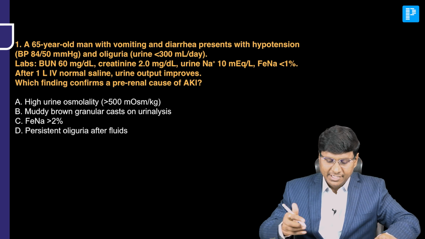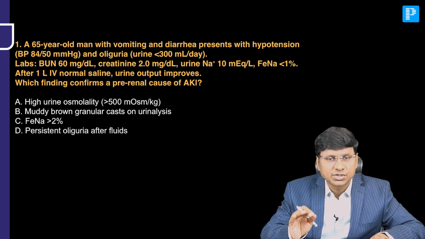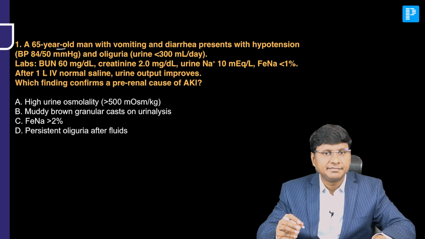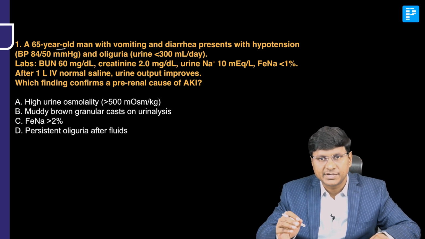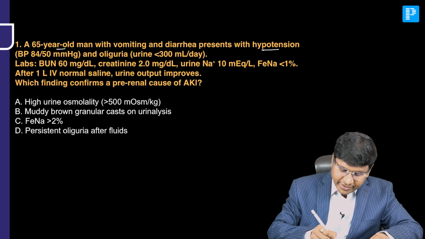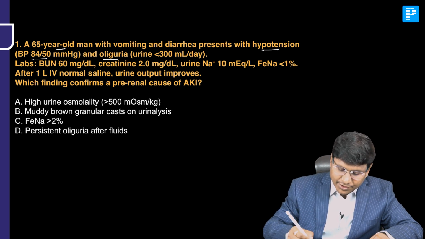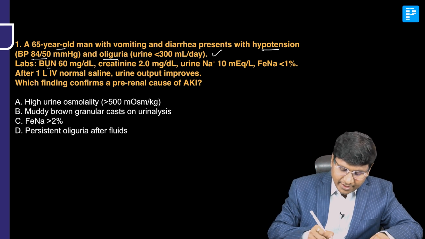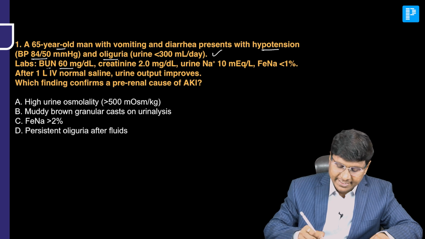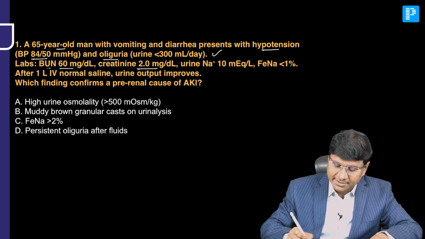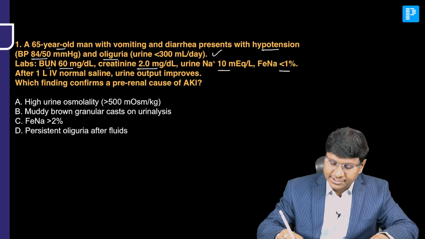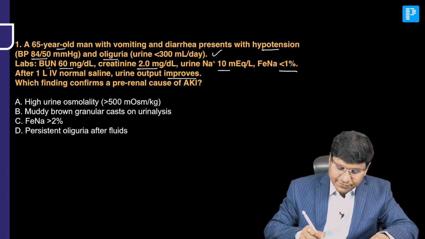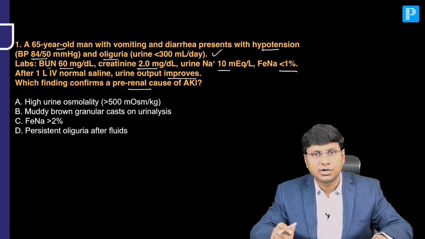So in this particular section, I'll be doing a quick discussion of quiz questions related to nephrology. The first question is, we have a 65-year-old man with vomiting as well as diarrhea, presenting with hypotension where the blood pressure is 84/50 and as well as oliguria where the urine output is less than 300 ml per day. Laboratory investigation shows blood urea nitrogen of 60 milligrams per deciliter and creatinine of 2 milligrams per deciliter, urine sodium of 10 milliequivalents per liter and fractional excretion of sodium less than 1%. After 1 liter IV saline, the urine output improves. Which findings confirm it is the prerenal cause of the acute kidney injury?